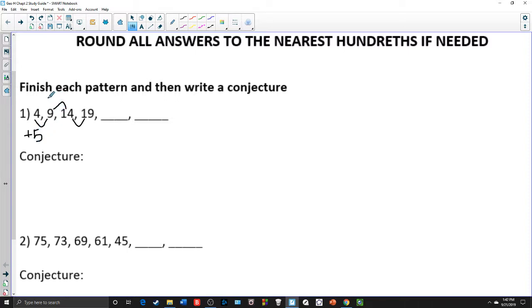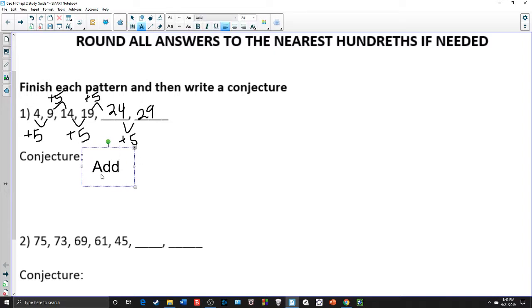9 to 14 was also plus 5. So we can be pretty sure of ourselves right now, but let's just double check. 14 to 19, well, that's plus 5 too. So we can pretty much assume that the next one's going to be plus 5, which is going to give us 24, and plus 5, which would give us 29. And then our conjecture would simply be add 5 to the previous value.